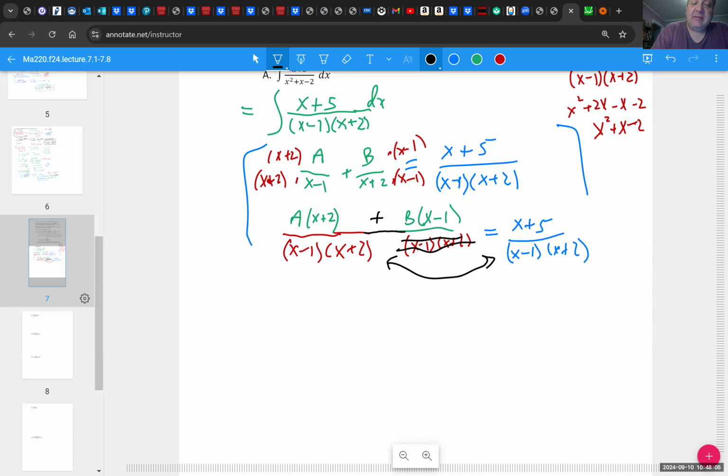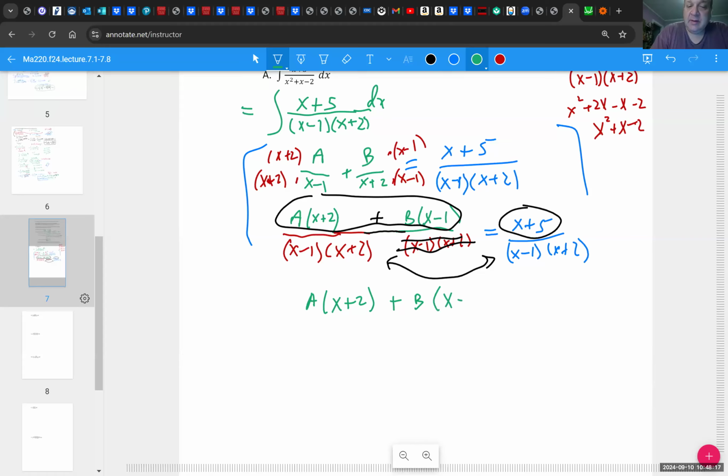So that means the tops have to be the same. This top here has to equal this top here. So I know that a times x plus 2, plus b times x - 1, has to equal x plus 5. In order for this decomposition to actually come out correctly, that must be the case.